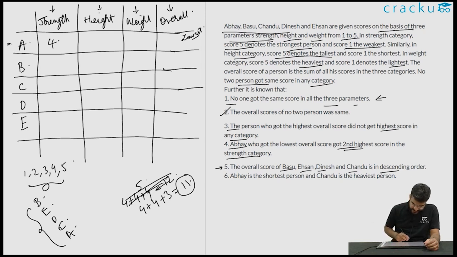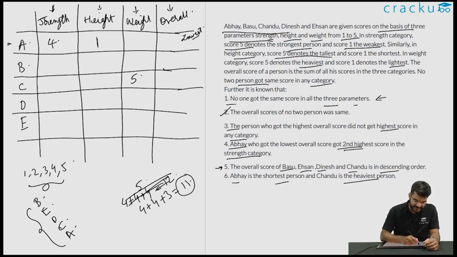Now we know that Abhay is the shortest person. So in height he scored 1 and Chendu is the heaviest person. So in weight Chendu scored 5. So this is the information that is given to us. We need to fill this table. As you can see, there are a few things that we have already realized.